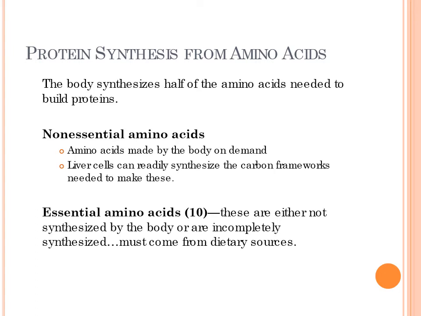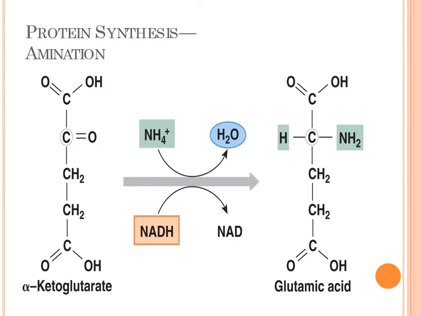So when we're synthesizing a protein, we can take this carbon framework over here on the left and use an ammonium ion. This is the process of amination. With amination, we use an ammonium ion and an NADH, and we're adding a hydrogen and an amine or amino group over to the carbon structure, creating glutamic acid. So glutamic acid is the amino acid that we're trying to create here.